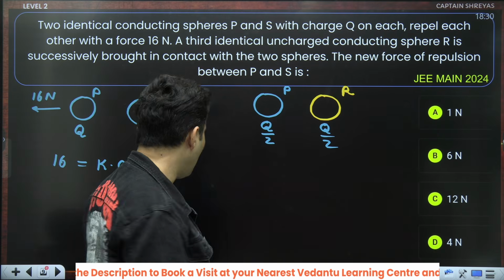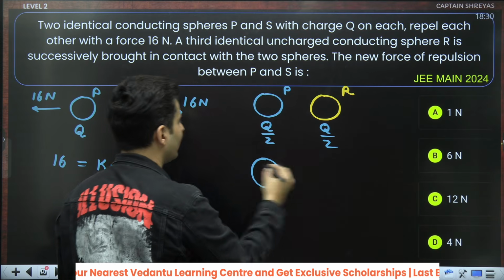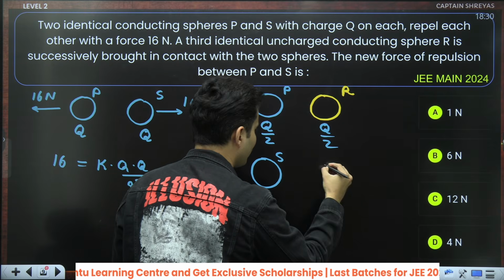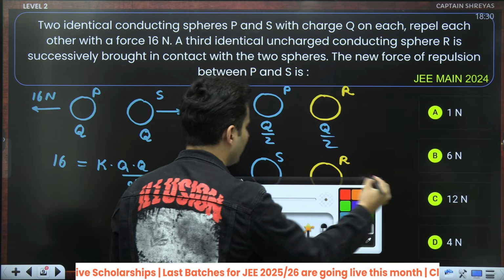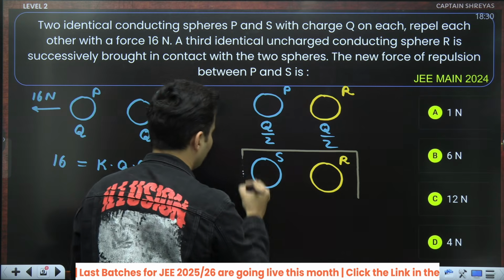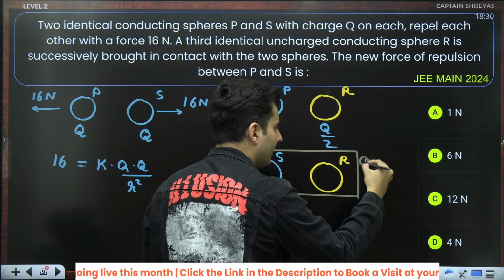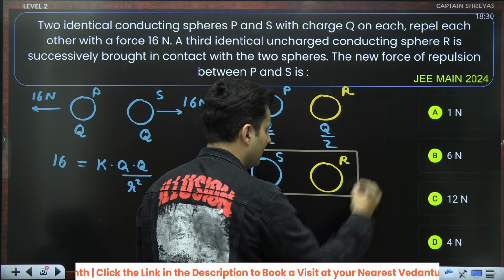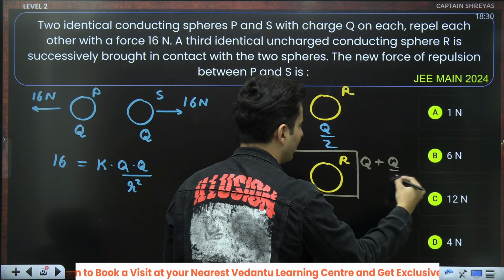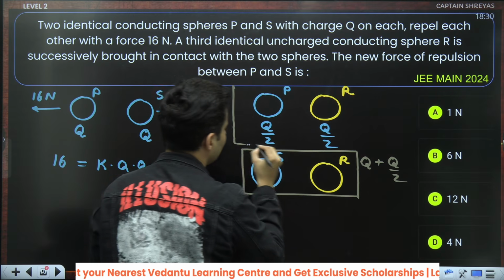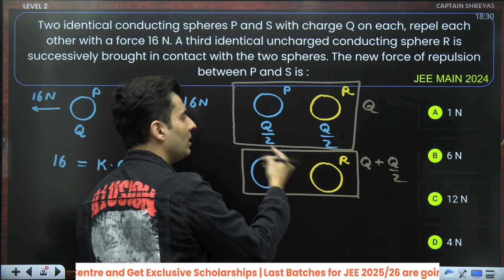Now you take that sphere R and make it touch the other sphere S. Okay, now what will happen? The total charge of this particular system is not Q, because S already had Q charge on it, plus R also had a charge which is Q by 2 on it. Remember, in the previous scenario, the total charge was Q and it remained Q till the end.